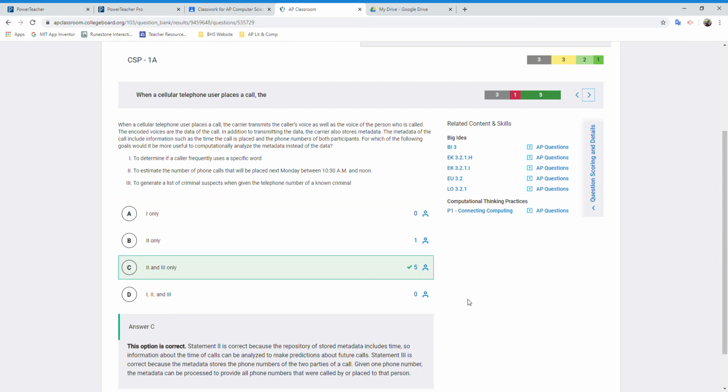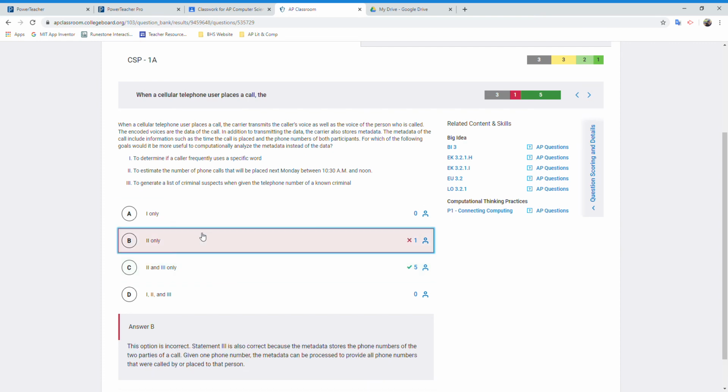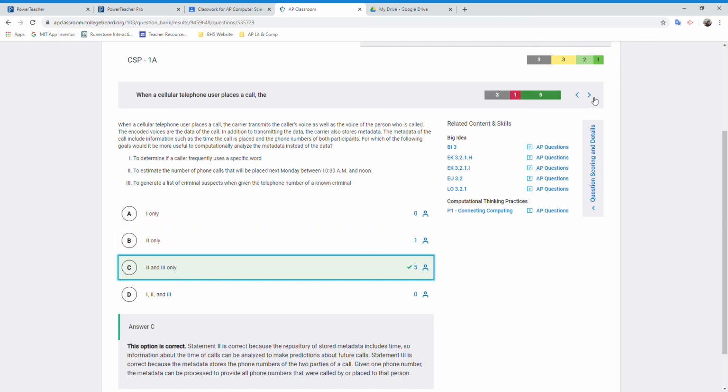Most of us got this. One person didn't think that generating a list of criminal suspects was valid given the data. This is one about analyzing the metadata, and the metadata was who, when the call was placed, and the phone numbers of both participants. That would give them a criminal suspects list because we're going to know who the criminal's talking to. So 3 is still good. Number 1, determine whether a crawler frequently uses a specific word. That's not valid, but none of you thought it would be. You just missed that 3 was valid. That's the only thing you missed. 2 was also valid. You were correct.